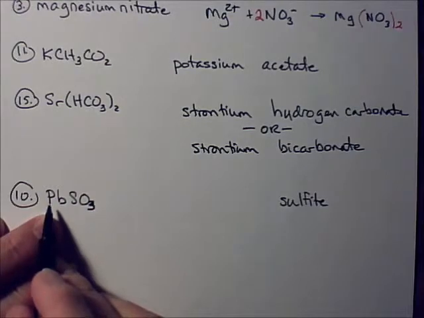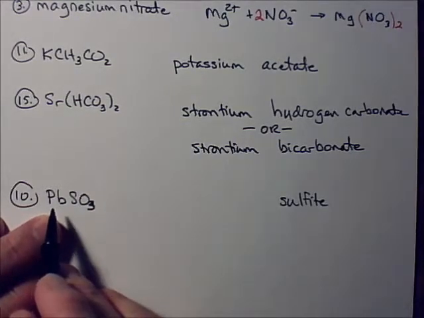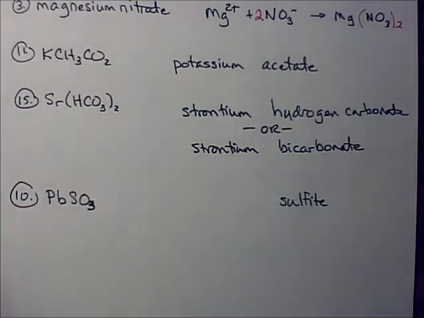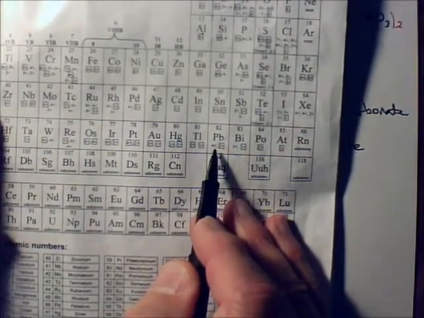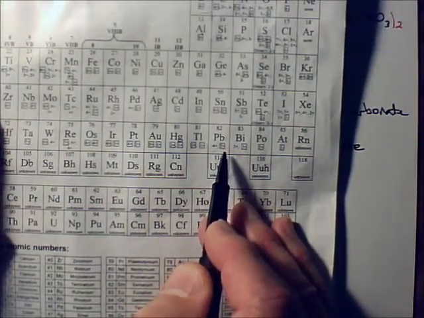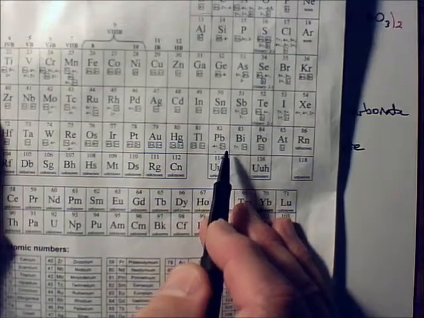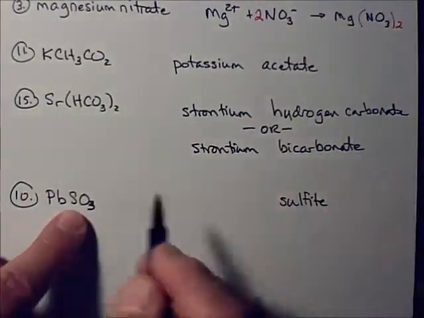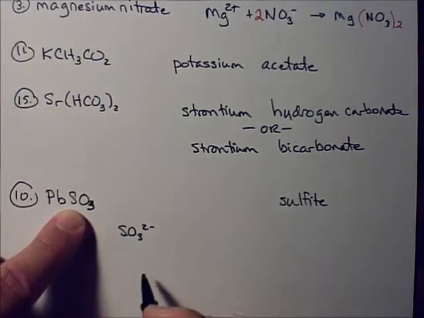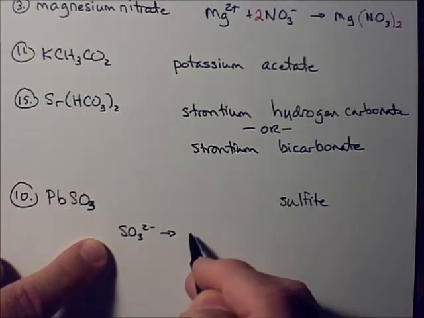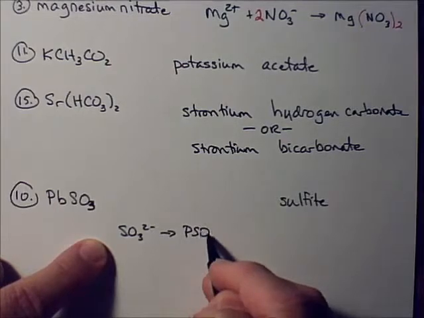Then I'm going to look at the lead part of it. Okay? When I look at the periodic table with the oxidation numbers, I'll see that lead has more than one potential oxidation number. It can be either 4 plus or 2 plus. So I have to figure out which one this is. So what was the charge on that sulfite? And the whole thing has to come out to be PbSO3.